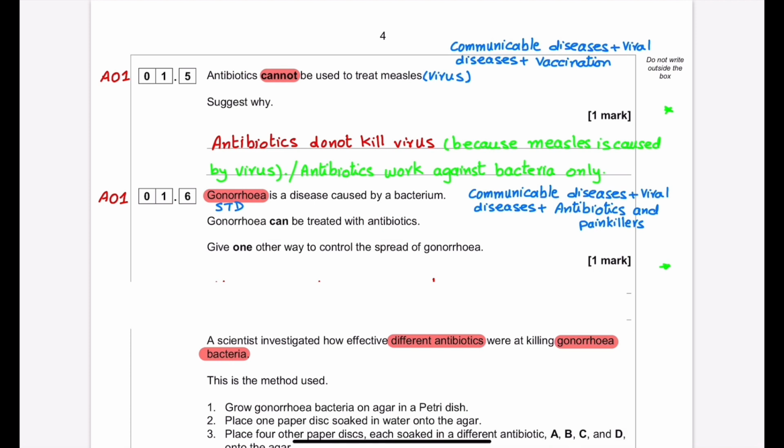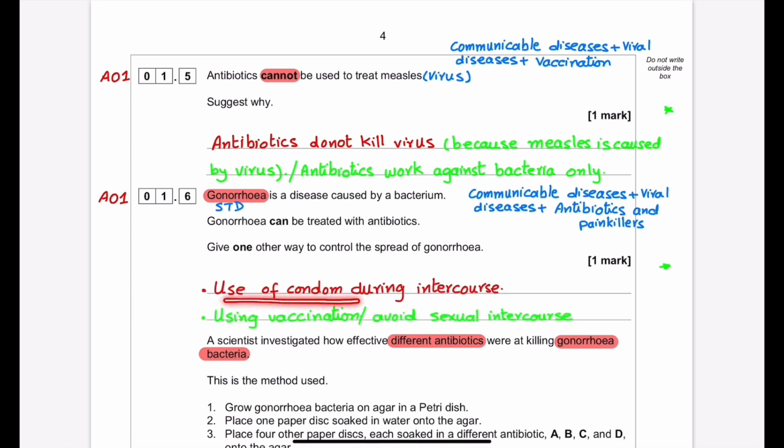There are different ways to control the spread of gonorrhea. The first option is use of condoms during the intercourse. The second option is using vaccination or avoiding sexual intercourse. Use of the condoms during the intercourse. Using vaccination or avoiding sexual intercourse. That is the way we can control the spread of gonorrhea.